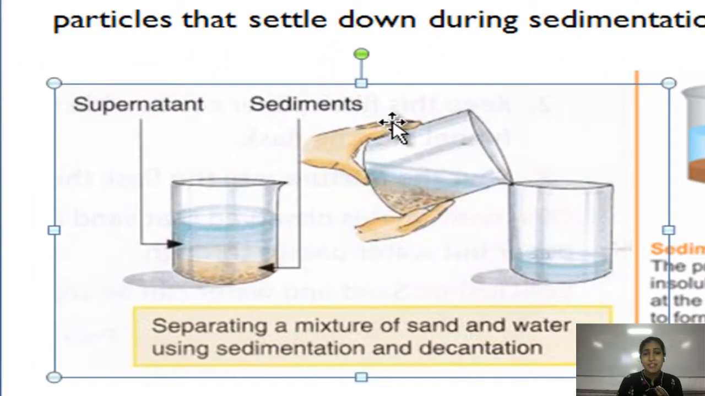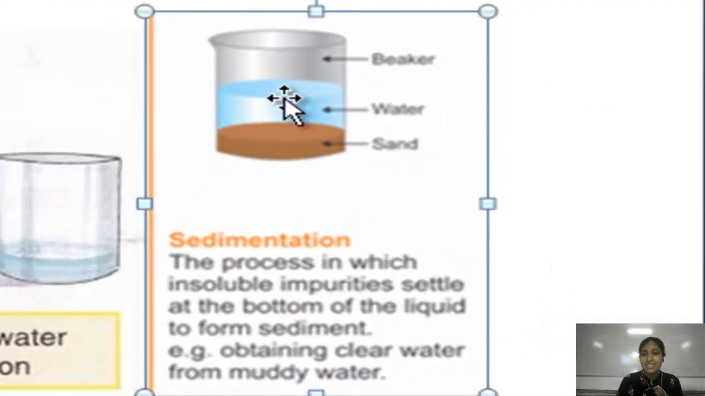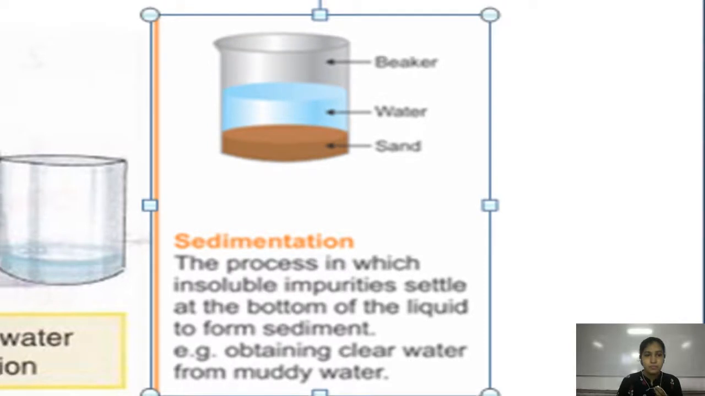See this figure, separating a mixture of sand and water using sedimentation and decantation. The process in which insoluble impurities like sand settle at the bottom of the liquid and form the sediment is called sedimentation. Example, obtaining clean water from muddy water.